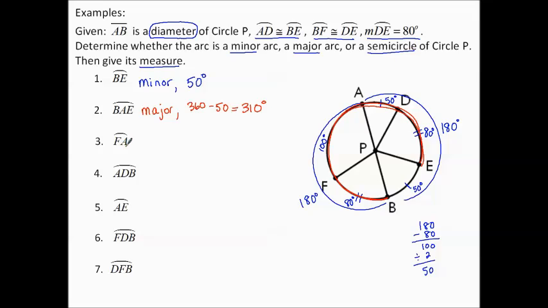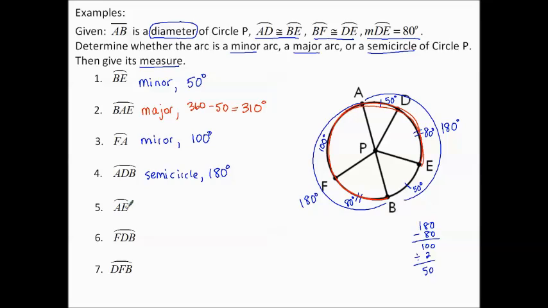Arc FA, from F to A. This arc right here already says 100 degrees. Done. Oh, but what kind of arc is it? Minor arc, because it's only 100 degrees, less than halfway around the circle. Arc ADB. Well, arc ADB, that's exactly halfway around the circle, so that's a semicircle, and halfway is 180 degrees, as it says in the picture.